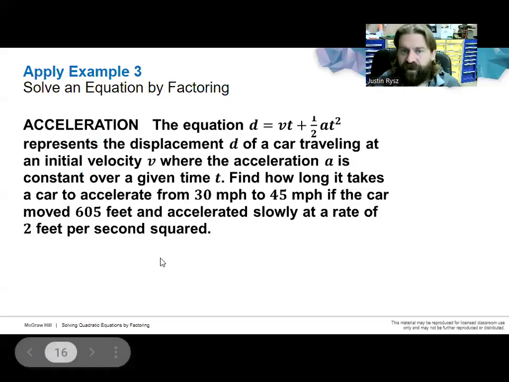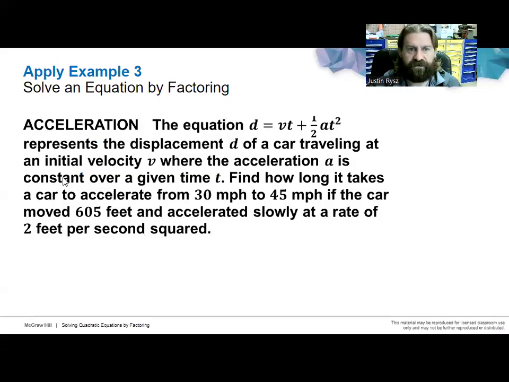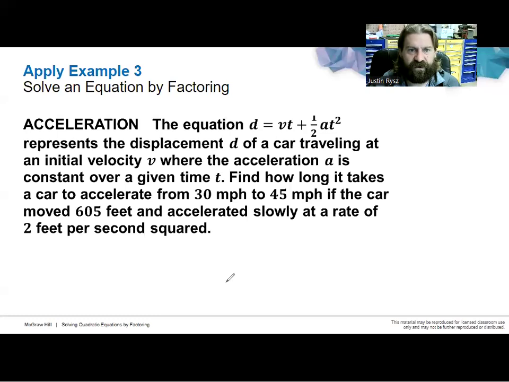Okay, we can use this with story problems as well. All we need to do is plug in this information here. So the displacement of the car is going along here. It says the displacement, the car moved 605 feet, that's how far it moved, is equal to the velocity that it changed. And so it accelerated from 35 to 45.